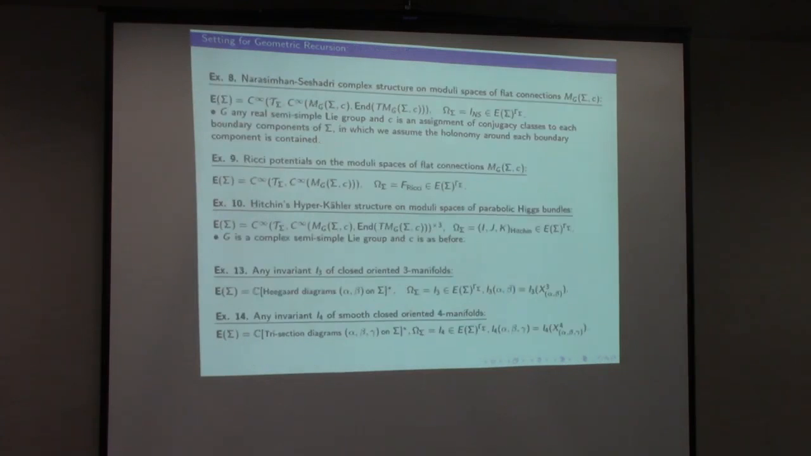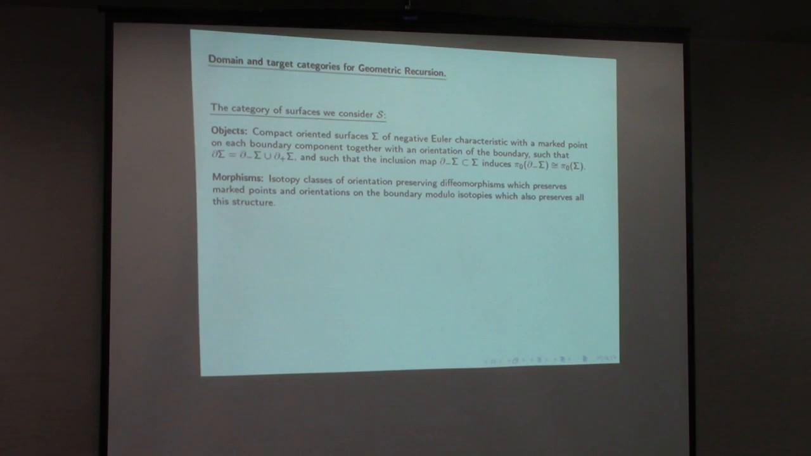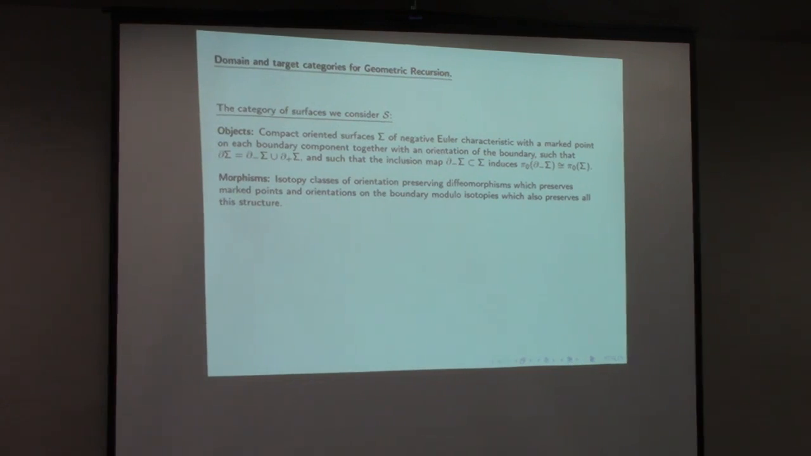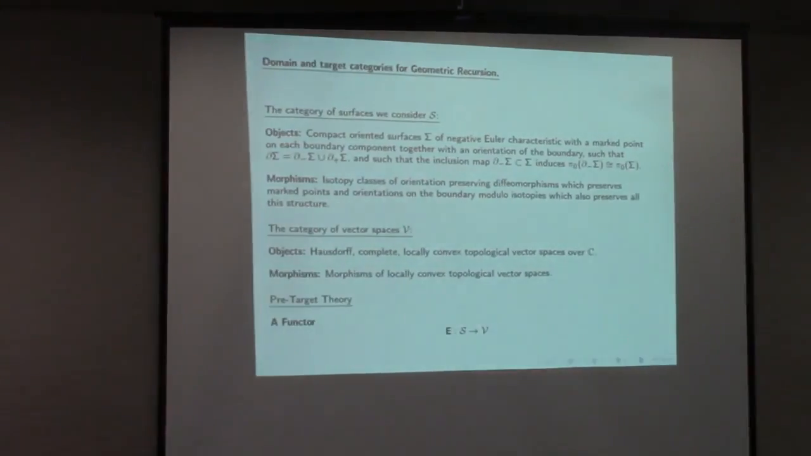I will skip those right now, of course, and I will just remind you that the precise category of surfaces is compact-oriented surfaces of negative Euler characteristic with a marked point on each boundary component, together with an orientation of the boundary such that it splits in minus and plus, in and out, and we want that the inclusion of the ins into the surface gives an isomorphism on pi zero. That means that there is one in for each connected component. I draw two examples over here again, but I just want to quickly go past this. The vector spaces we're interested in are Hausdorff, complete, locally convex topological vector spaces.